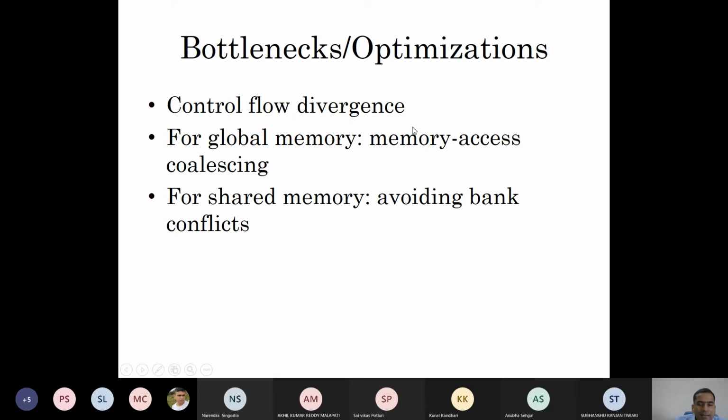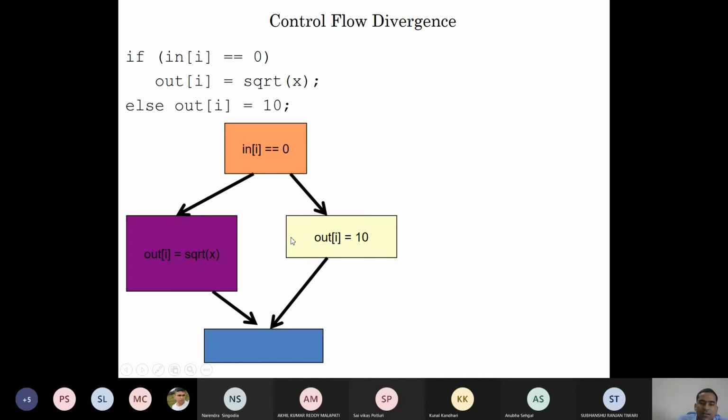If you remember, in approximate computing, we discussed this idea: how we can use branch herding to avoid different threads going on different if and else paths. For global memory, we have to do memory access coalescing. And for shared memory, we should avoid bank conflicts. So here is an idea.